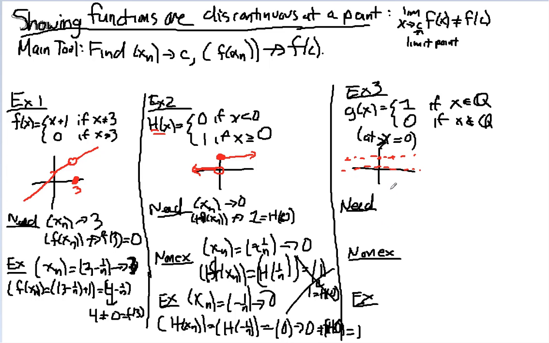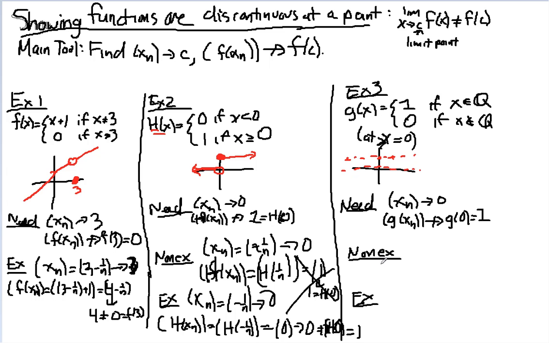So what do we need? We need a sequence x of n that goes to my point of discontinuity, which I'm choosing to be 0. It could be a whole bunch of things. But then I also need g of x of n not to go to g of 0, and g of 0 is equal to 1, since 0 is rational. So I need a sequence that goes to 0, but g of that sequence is not going to 1.